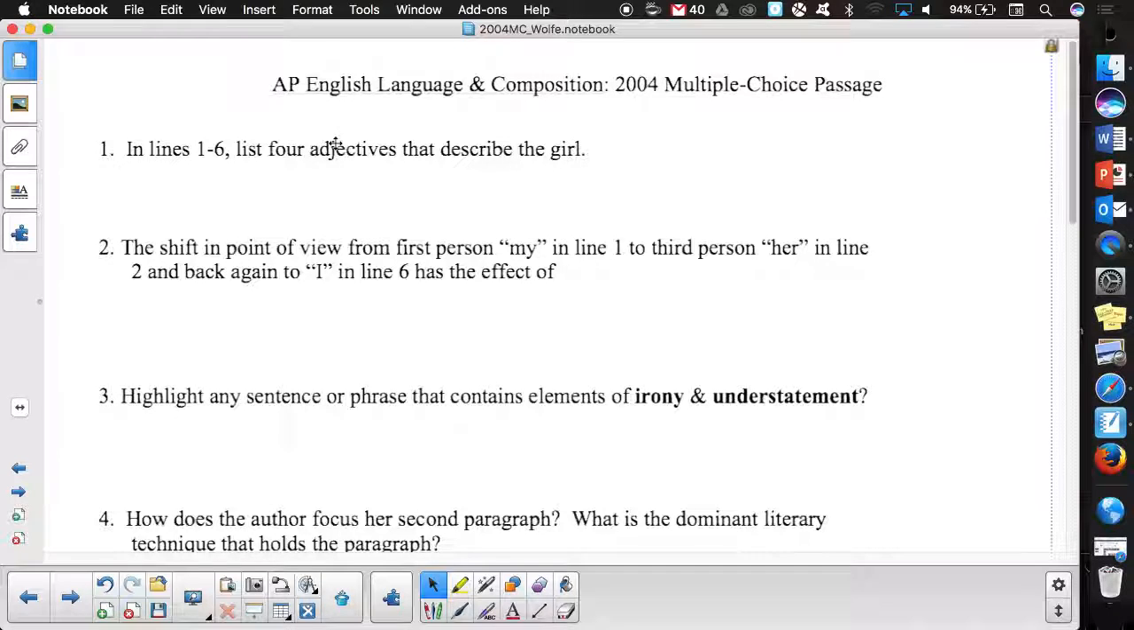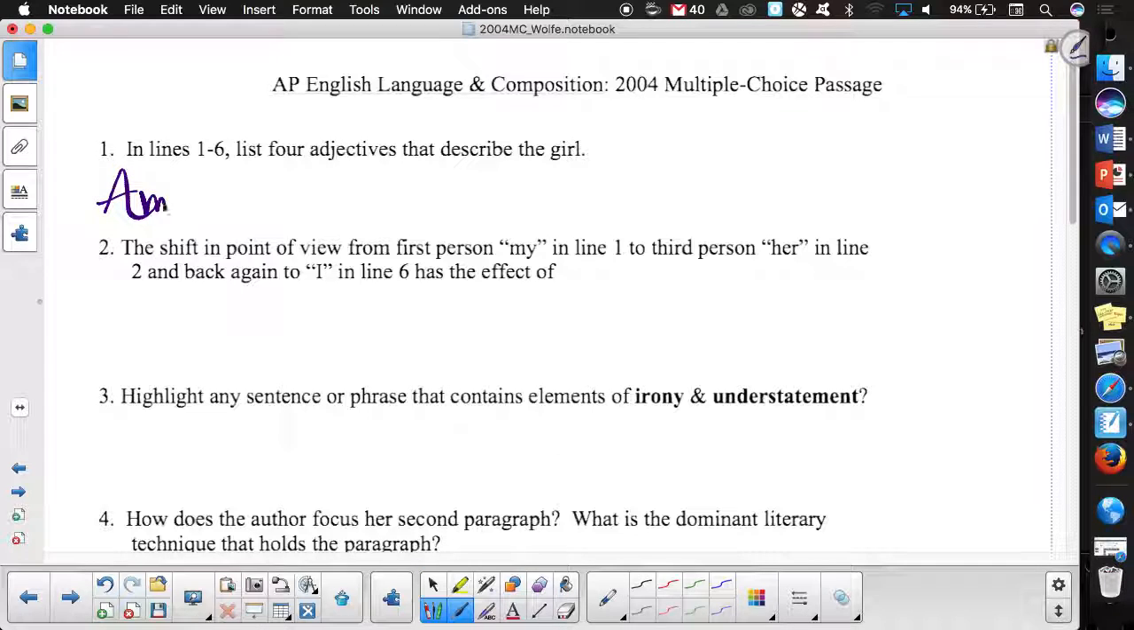Sean, give me an adjective. Ambitious. Innocent. I like it. Okay. More than four. Yeah. Nice. Yeah, I'm going for it.